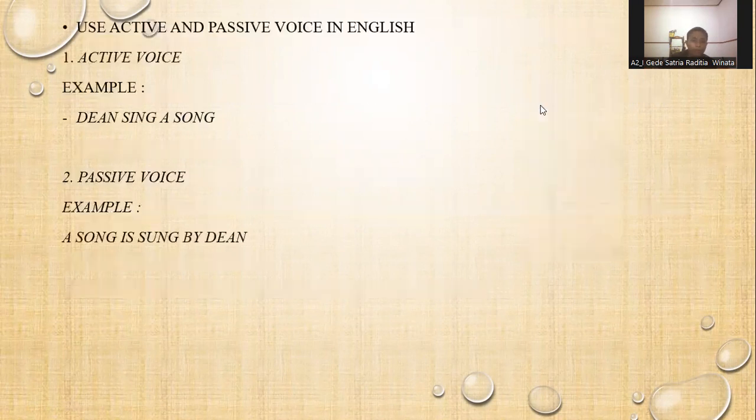Use the active and passive voice in English. The first, active voice. The example: Then sing a song. Then is the subject, song is the object. Passive voice, example: a song is sung by Then. Meaning, in the passive voice the song is the object, but Then is the subject.